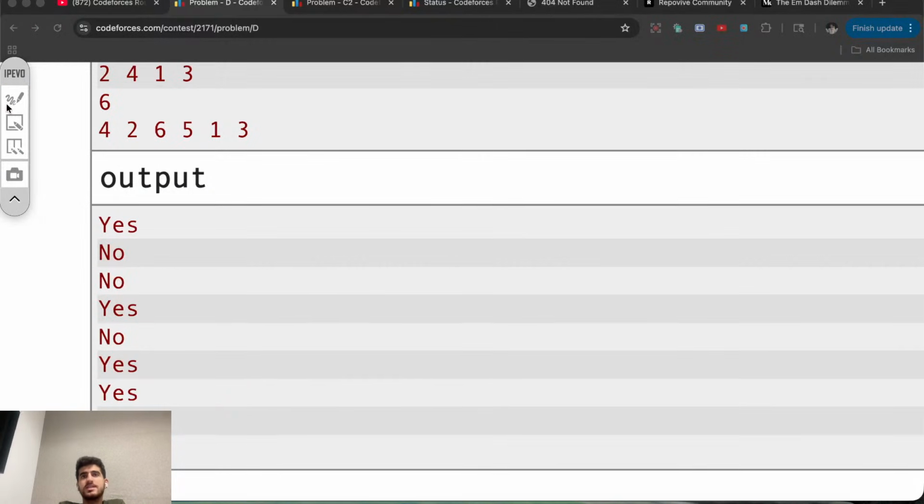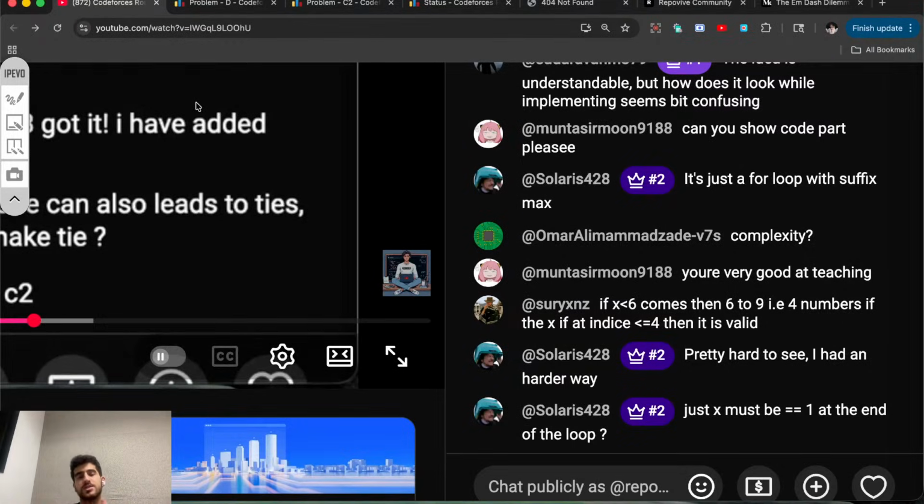So the whole thing is this: there should be a prefix and a suffix such that all the values in this prefix are greater than all the values in this suffix.